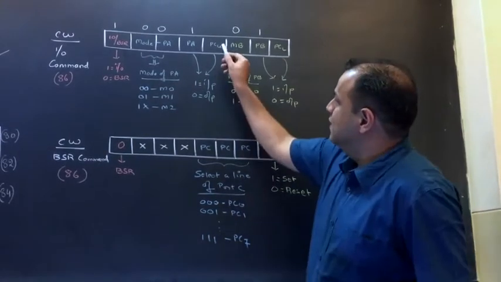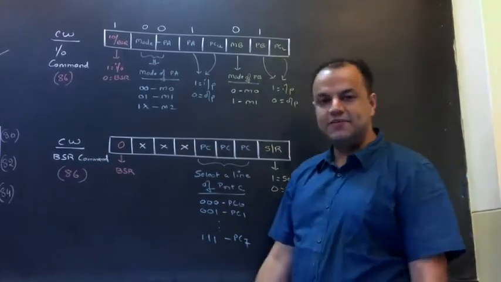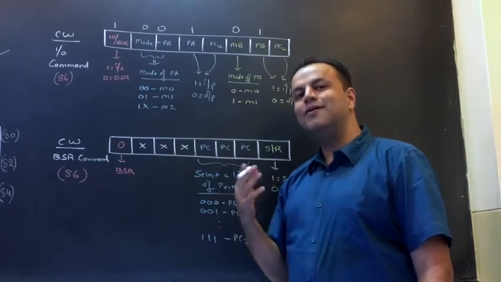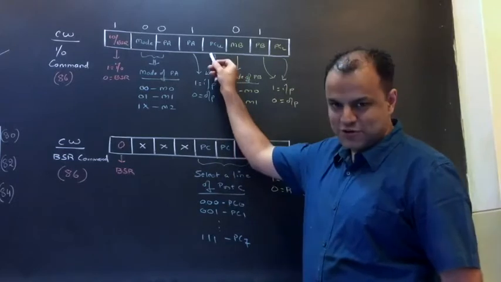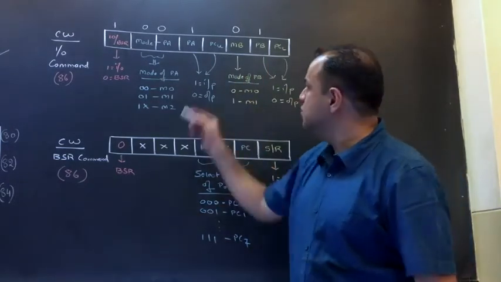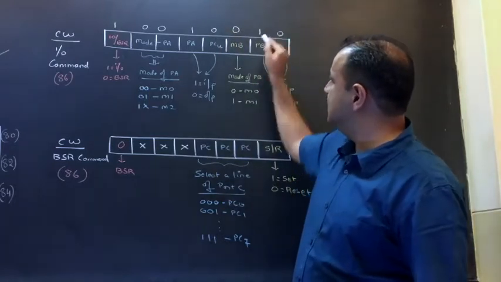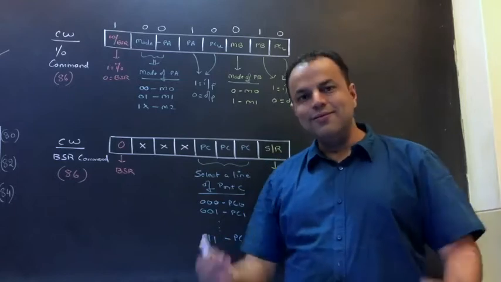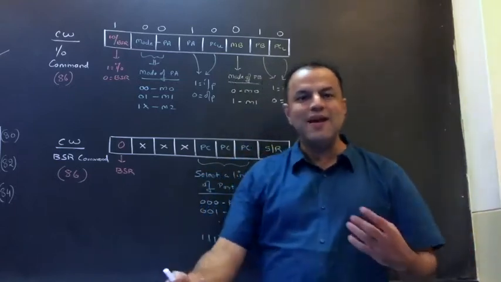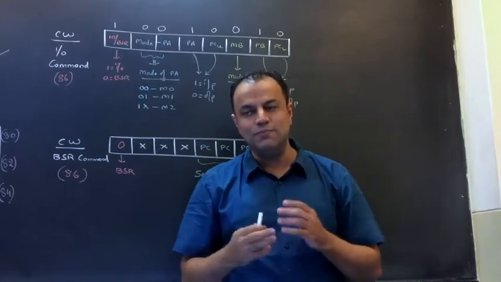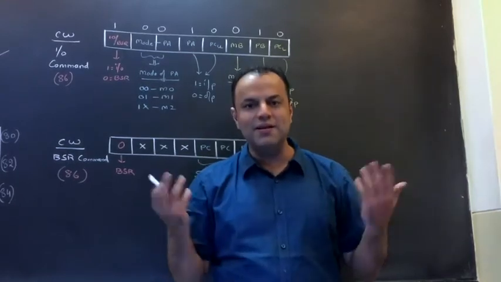This bit and this bit decide the direction of port C upper and lower respectively. This is for port C upper, this is for port C lower. 1 means input, 0 means output. So suppose I have kept these two bits as 0, the whole port C is output. If I keep them as 1, the whole port C is input. You can obviously even keep them different, making half port C input, half port C output. Nobody does that, but in theory you can.